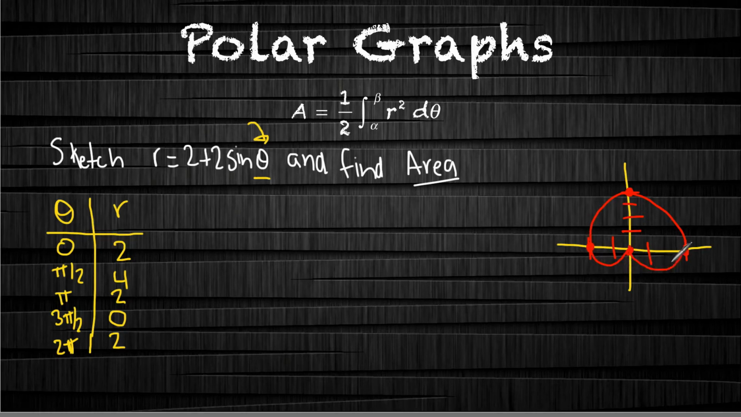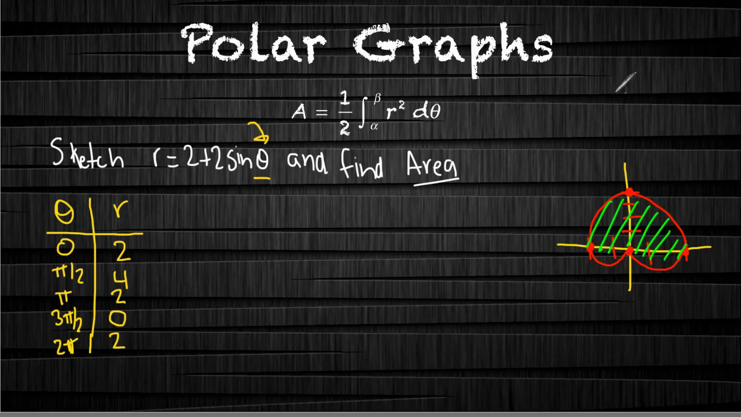And then it's going to come around looking like that. It's probably not the best sketch. But what we are interested in finding is all of this area right here. And so in order to do that, we're going to use this formula that we've been given. Area is equal to 1/2 the integral from the first angle alpha to the second angle beta of r squared d theta.